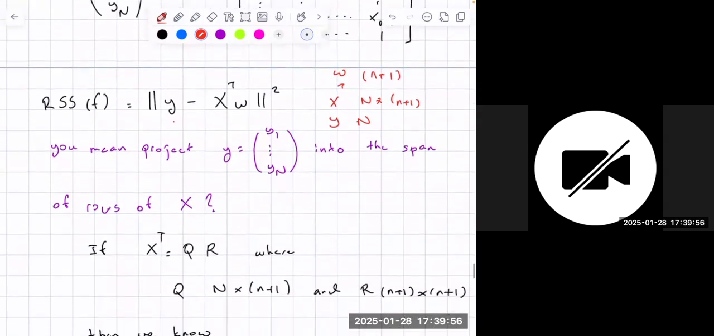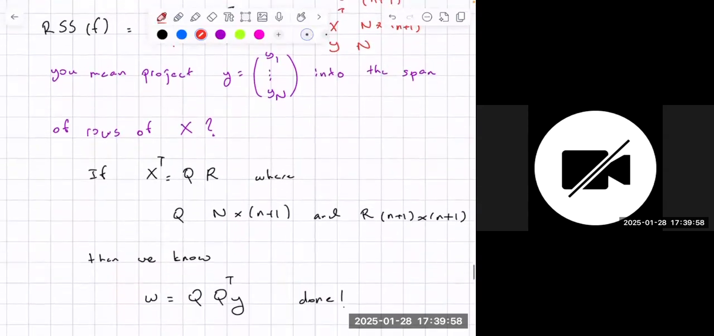So if you would do X transpose equals QR, like our QR decomposition, then your weight vector will be just this. This is the projection, as I said, QQ transpose times Y, and you'll be done.